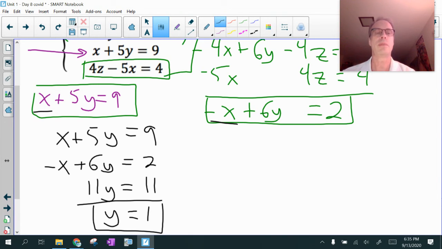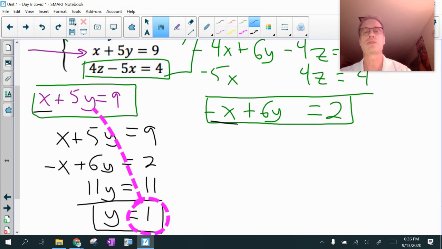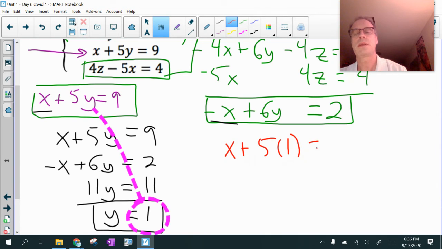I now have my y value. Just pick an equation and choose where to substitute it. So I'm going to take this value of 1 and substitute it in for that y there. That's my choice. You could have done another equation. You could have also probably done just as easily that equation, but I didn't. So I'm going to come back here and say x plus 5 times 1 equals 9. So, well, 5 times 1 is 5. Subtract 5. I'm looking at x equals 4 there.